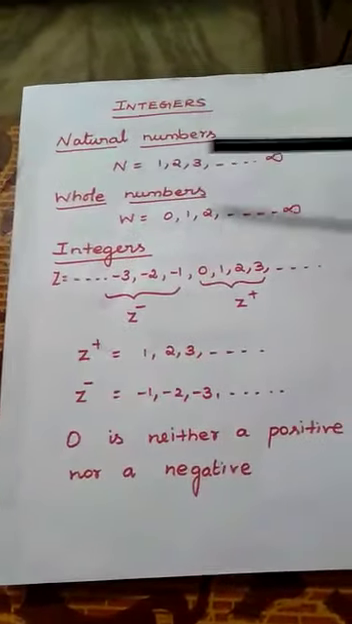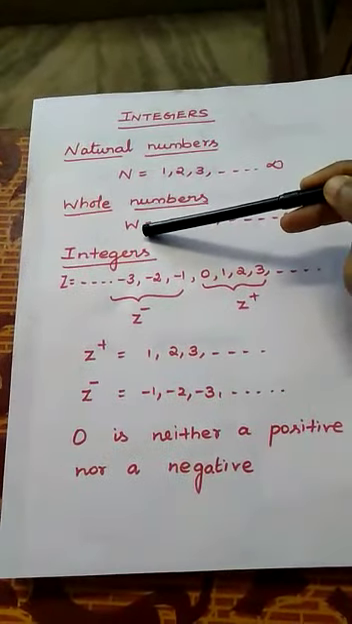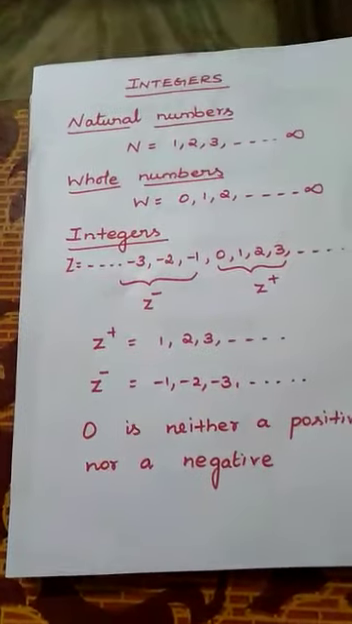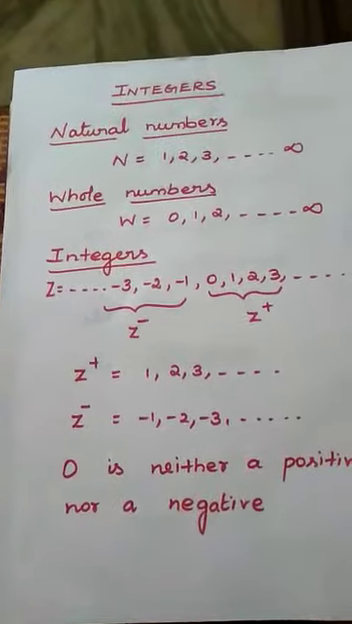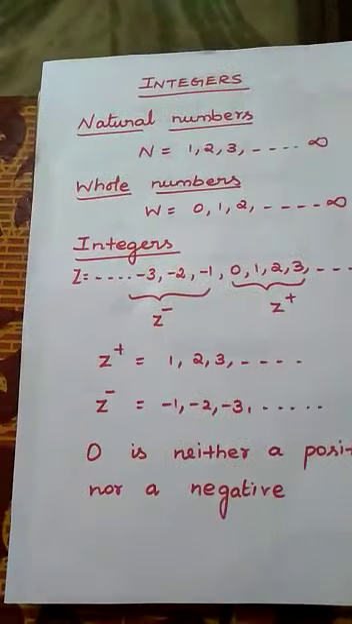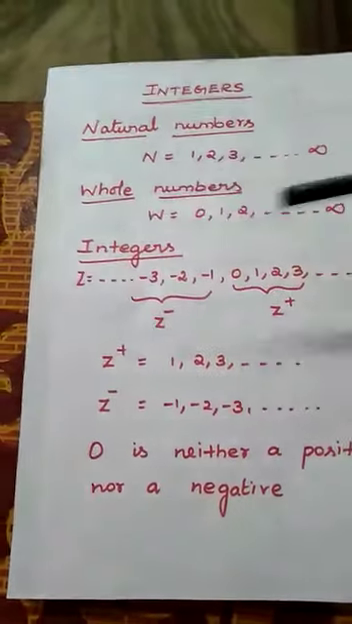Actually, why for natural numbers do we use the letter N, for whole numbers the letter W, and why for integers the letter Z? Because for all the mathematical symbols we follow German or Italian letters only. Z means Zahlen, a German word which means to count. So we use the letter Z for integers.